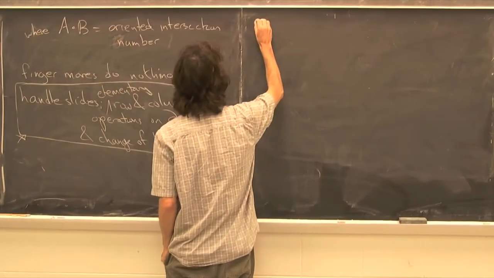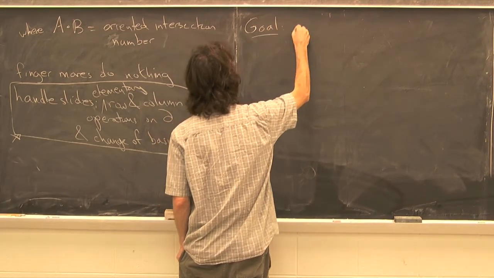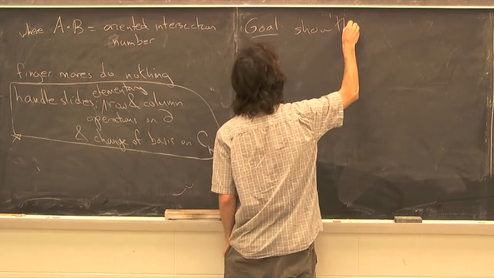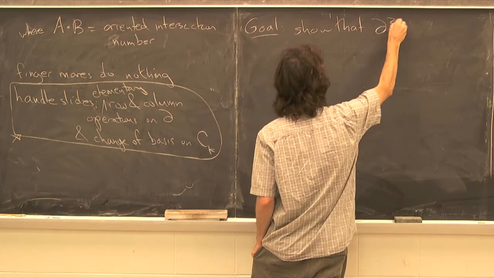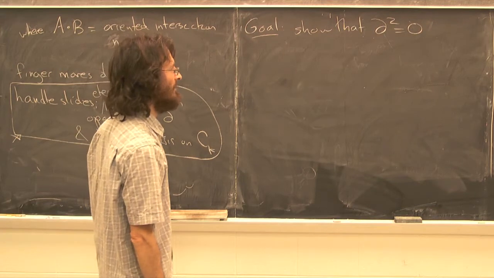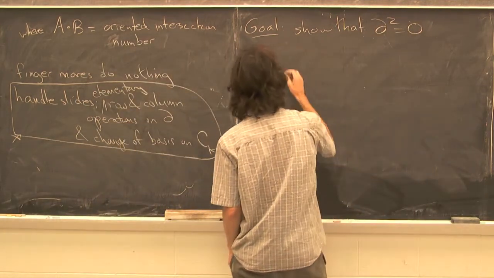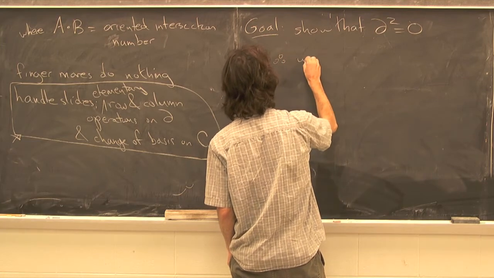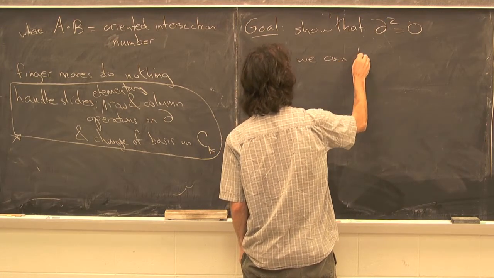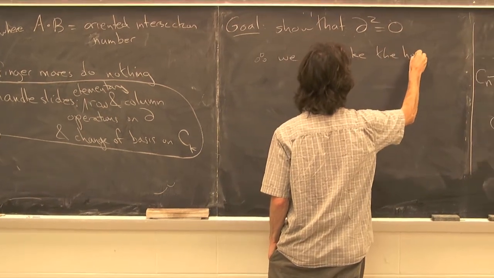So the goal is to show that boundary squared equals 0. Boundary squared equals 0 is going to allow us to do this nice algebraic thing, taking the homology of this chain complex.